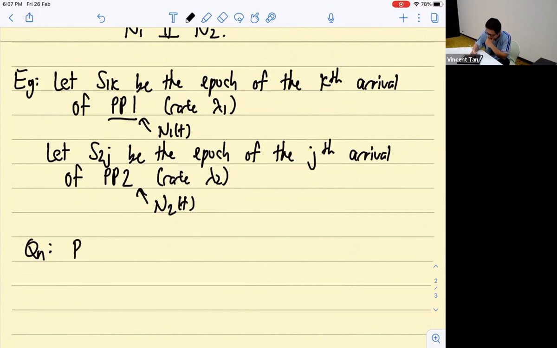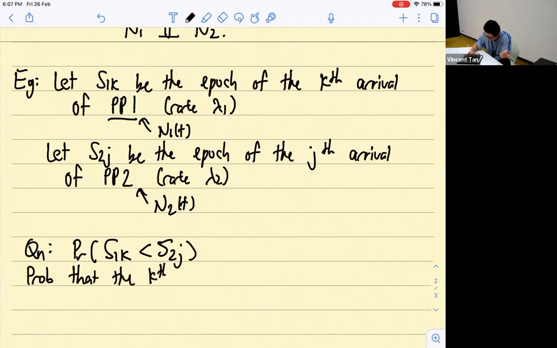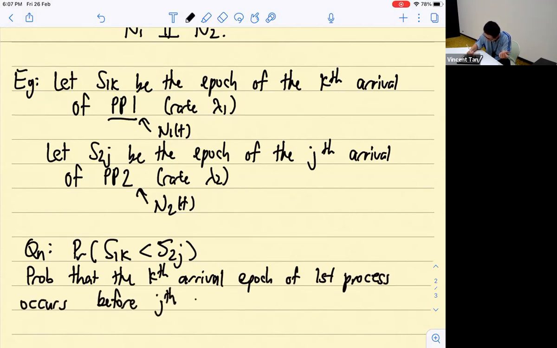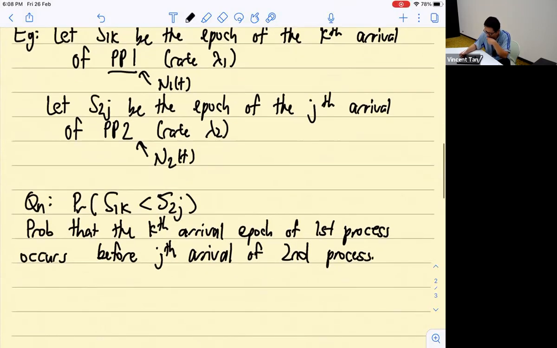Okay, so we want to understand what is the probability that S1k is less than S2j. This is a simple calculation. What is the meaning of this in English? That is the probability that the kth arrival epoch of the first process occurs before the jth arrival of the second Poisson process. So that's the meaning. We want to figure this out.